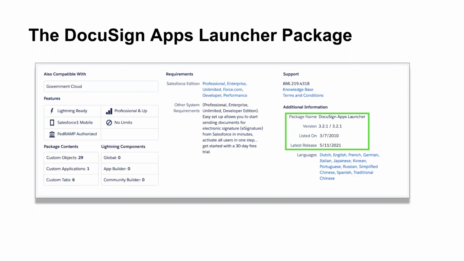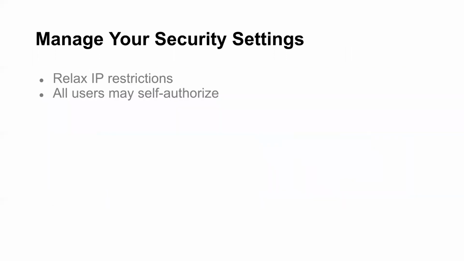And when you install that, it installs all 4 of the apps. It's kind of like Microsoft Office, where you install Word, and it also installs Excel and PowerPoint and stuff like that. We're also going to talk about managing your security settings inside of Salesforce to help make things easier for your admins. We're going to talk about relaxing IP restrictions and using the all users may self-authorize feature.